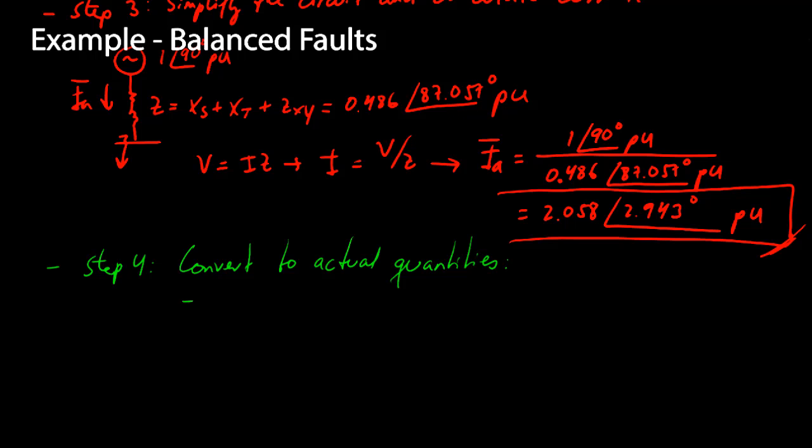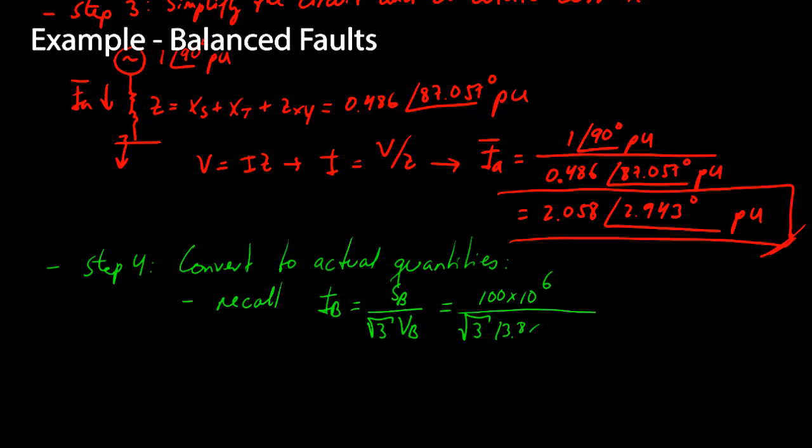So in this case, again, recall that the base current IB is equal to the base power SB divided by the square root of 3 times the base voltage. So then for this case, again, our base power was 100 MVA, so 100 times 10 to the 6 divided by square root of 3 times the base voltage, which is 13.8 kV. So 13.8 times 10 to the 3.